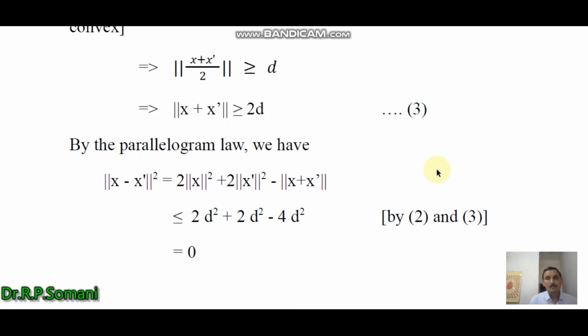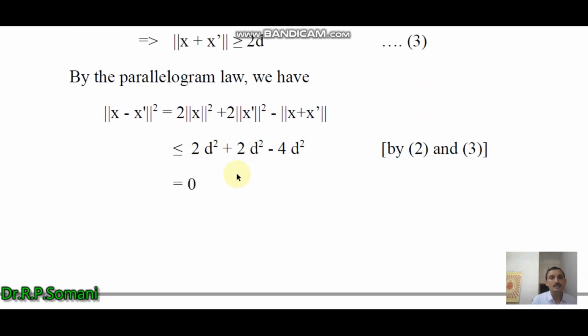And now by the parallelogram law, norm of x minus x dash squared equals twice norm x squared plus twice norm x dash squared minus norm x plus x dash squared. Now using equations 2 and 3, we can write this as less than or equal to 2D squared plus 2D squared minus 4D squared, and this is equal to 0.